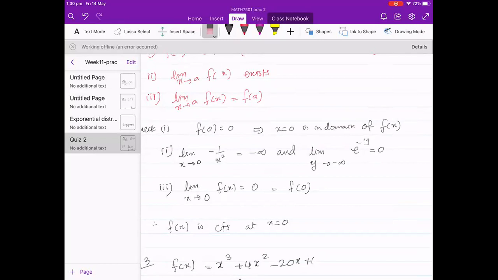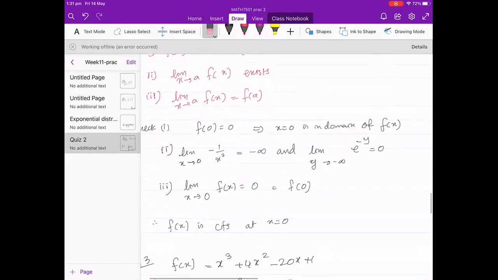No? Okay, the next question is you're given f(x), let me check the question, x cubed plus 4x squared. This is a quadratic function. Find the first derivative and second derivative. What's the first derivative?